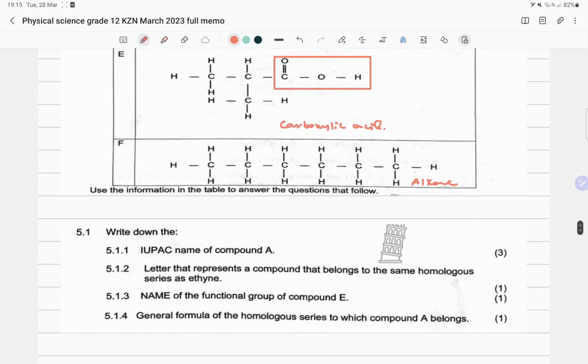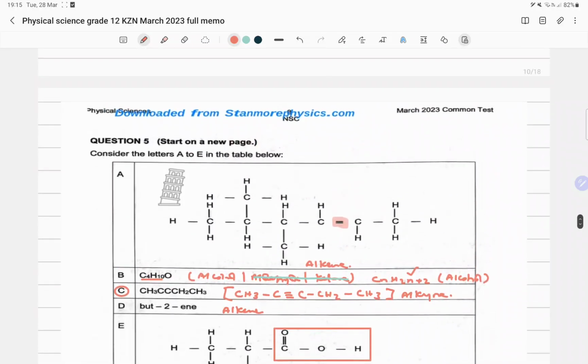Now it says use the information in the table to answer the questions that follow. Write down the IUPAC name of compound A. Now we're going back, okay? We can see that this is an alkene. Now what is the longest chain? Let's look at the straight one. 1, 2, 3, 4, 5, 6. So there's 6 carbons. Let's look if we're taking a side branch. 1, 2, 3, 4, 5, 6. This one, 1, 2, 3, 4, 5. Okay, so the longest chain is 6. If the longest chain is 6 and the straight chain does the job for me, I don't look elsewhere. So I always look at that, okay?